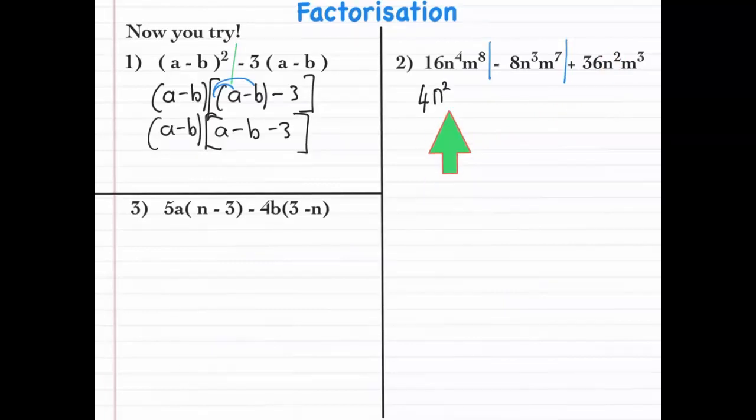Good. Then there's a m, there's a m, there's a m. What's the most m's I can take? Because there's a m in all the terms, so it is in common. So we can take a m to the power of 3. Okay, wonderful. Let's open up the box.